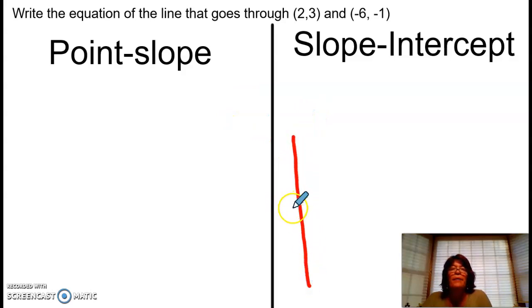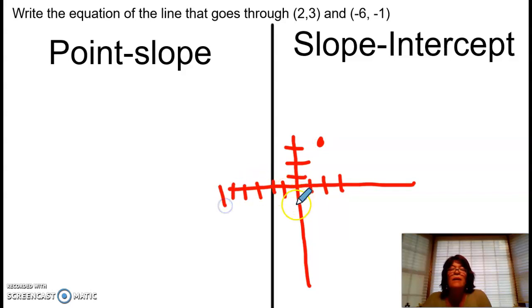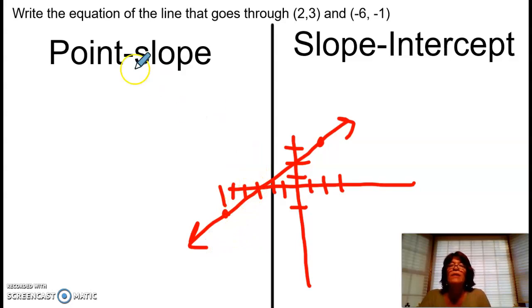We're talking about a line that goes through the point (2, 3) and (-6, -1). Okay, I can draw the line. They're not asking me to draw the line. They're asking me for the equation of the line in different forms.